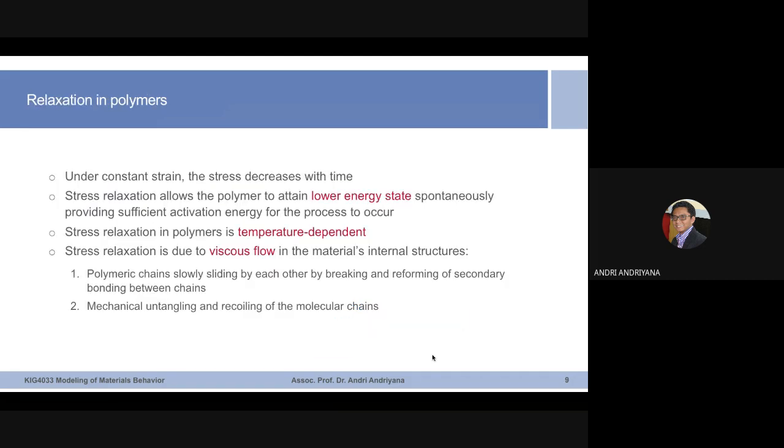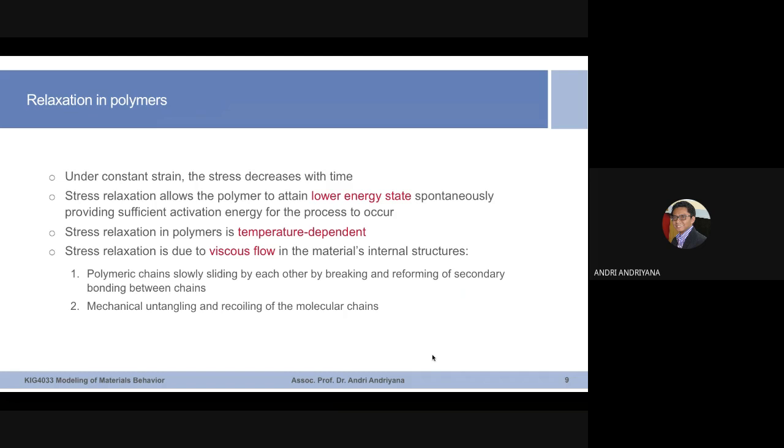All right, so just quickly from a physical standpoint, what happens when relaxation occurs in a polymer is that under constant strain, the stress decreases with time. And then stress relaxation allows the polymer to reach lower energy states spontaneously, of course, providing that there is sufficient activation energy for the process to occur. So this is what happens.